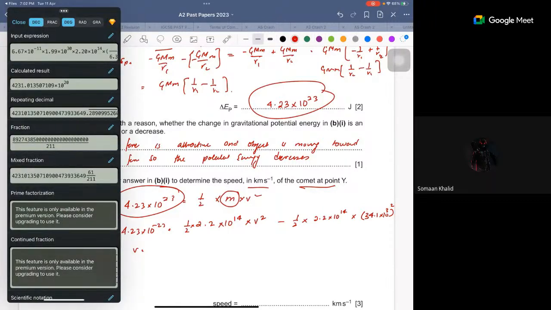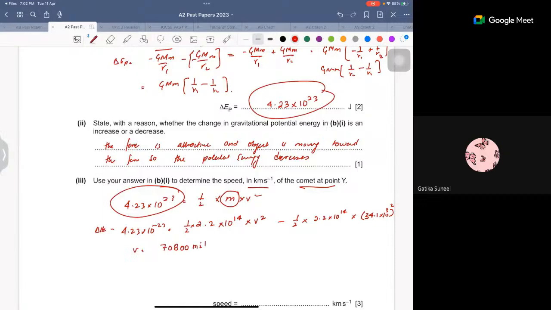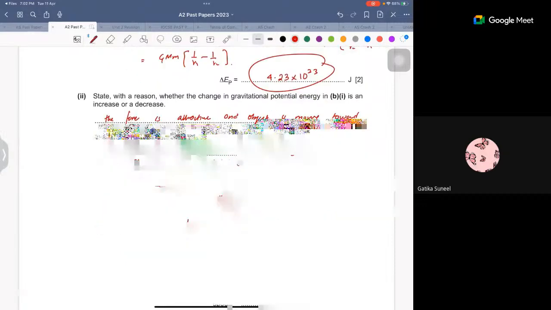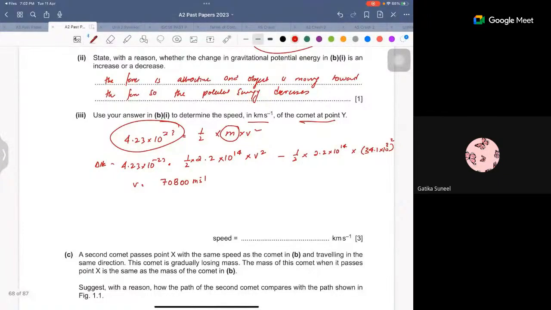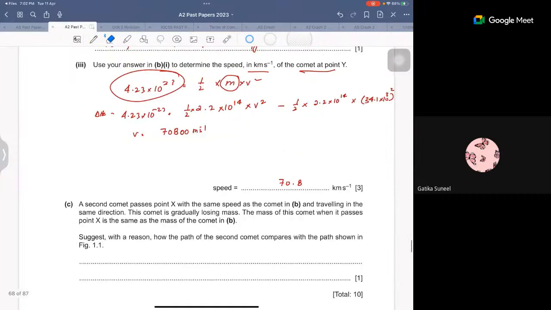We can take that common, right? 70.8. 7800 in meters per second, right? Then you have to convert, like Gatika is saying. When you convert it by dividing by 1000, you get kilometers. So it will be 70.8. Yes, thank you, Narjas. Is it clear, everyone?